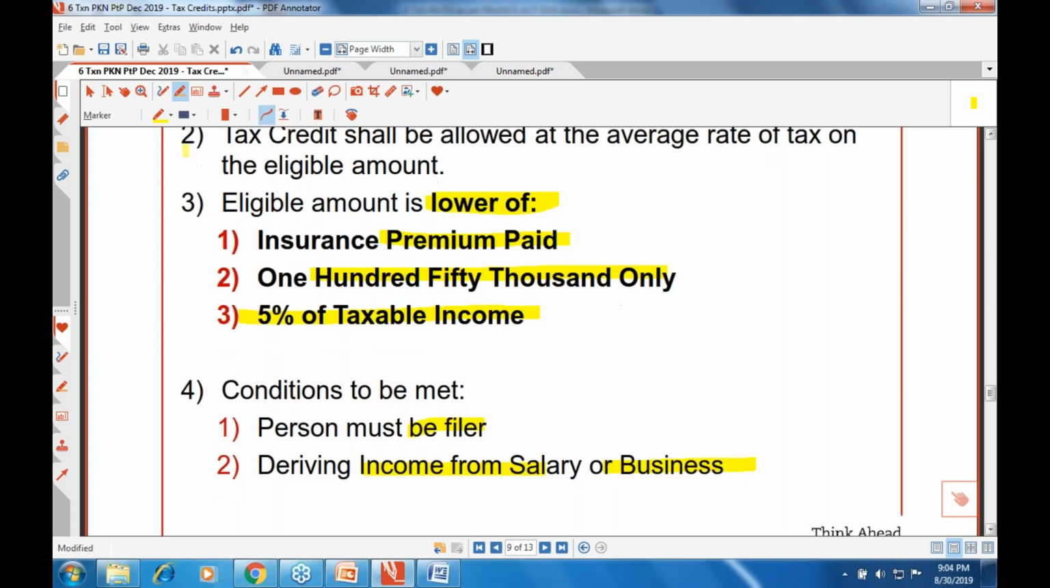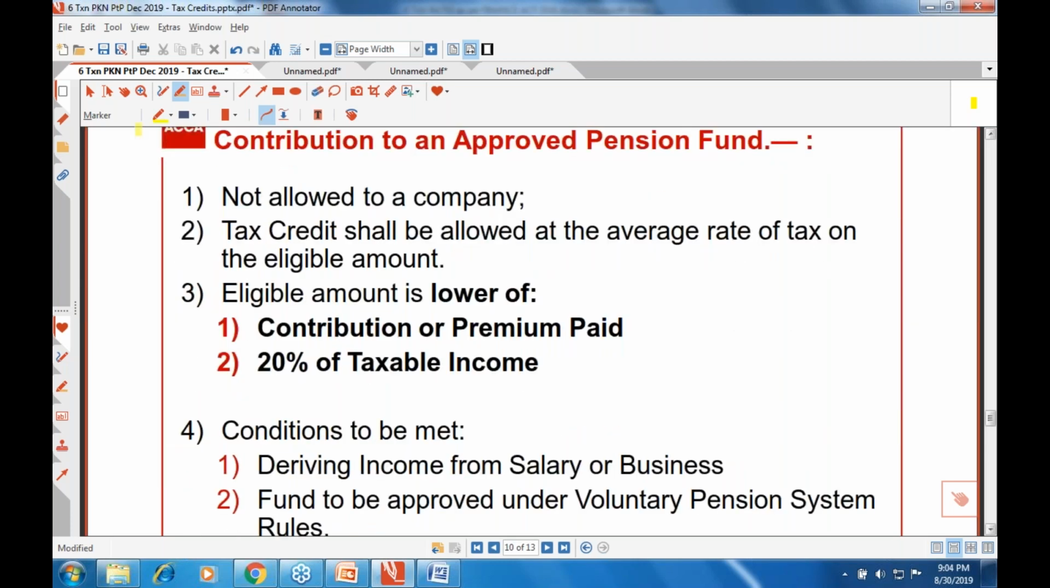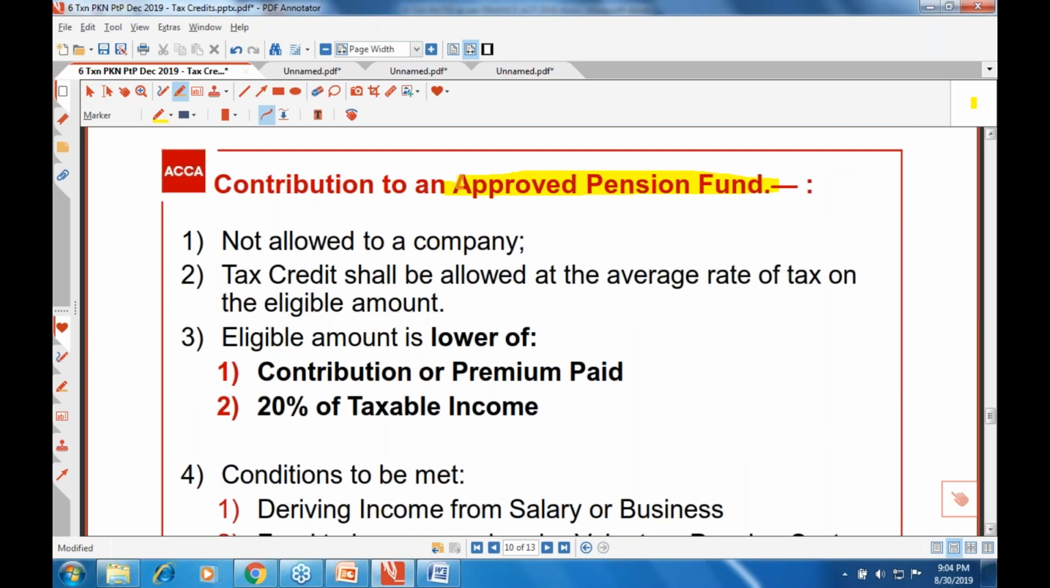Now let's move a bit forward, and let's start discussing the next concept, which is called the approved pension fund. Try to understand what exactly this approved pension fund is. Basically, not every company gives you a retirement benefit plan. And even if they give you a retirement benefit plan, it's usually not that attractive. So the government of Pakistan through ACCP introduced a scheme of approved pension fund.